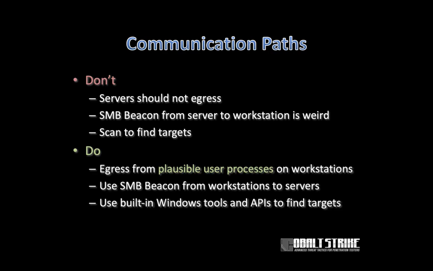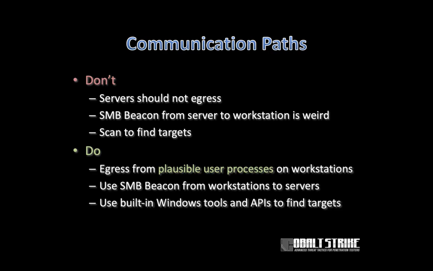Some things to do. I recommend that you egress from plausible user processes on workstations. It's no longer enough to think about egress as egressing from the right system. Now you have to do it from the right process context as well. Do use the SMB beacon to go from workstations to servers. The SMB beacon is a fantastic pivoting option because the traffic is encapsulated in the SMB protocol.